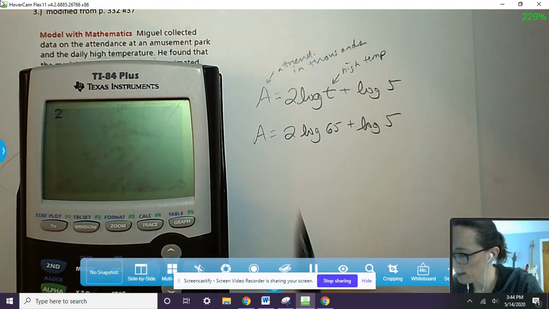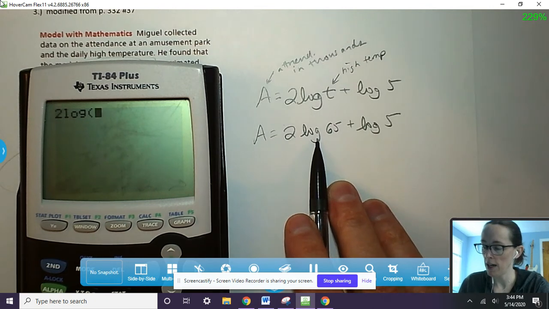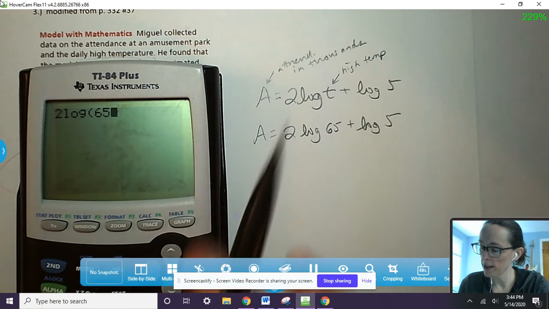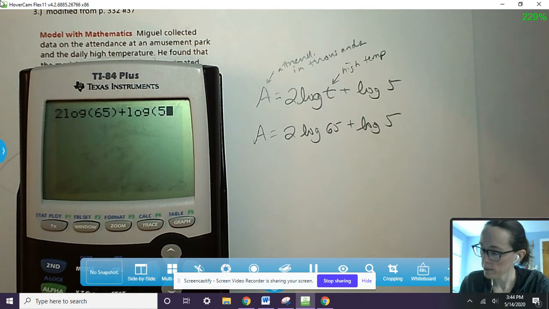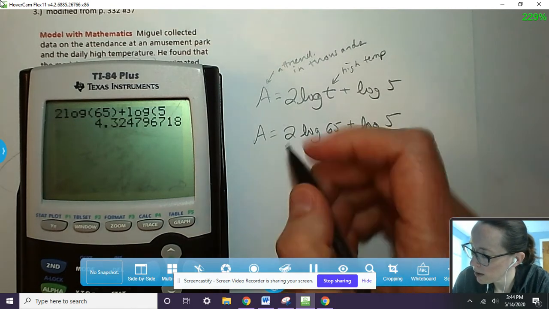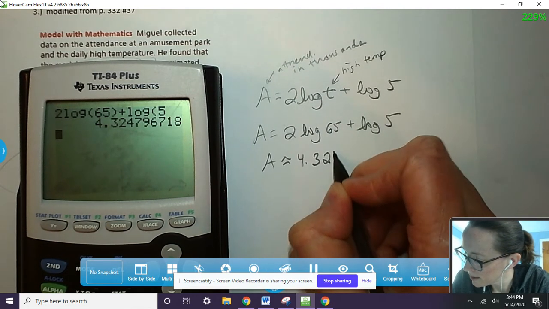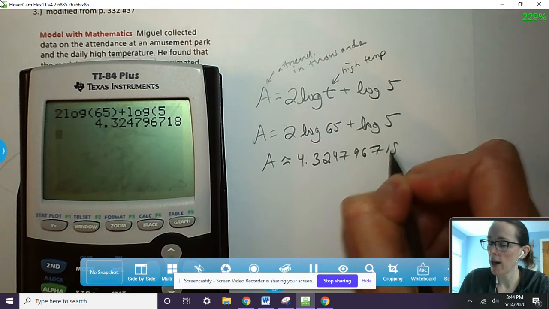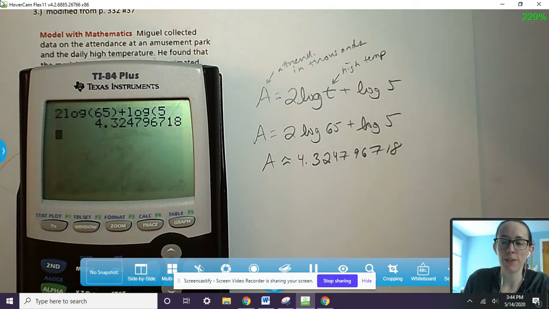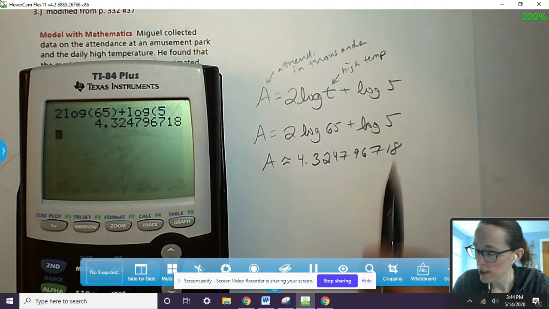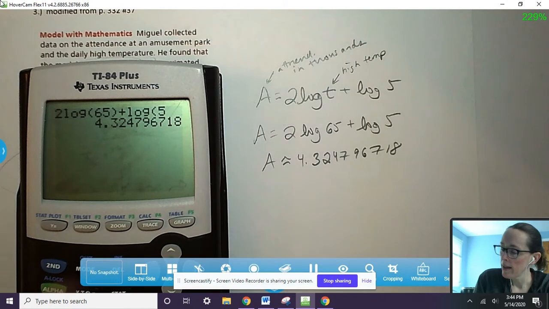Hit 2, hit log, that's common log. Since no base is written, it's base 10. 65. Make sure you close those parentheses before you add log of 5. And what I get here is 4.324796718. The calculator has rounded that, but I'm going to go ahead and write all the decimals, and you'll see why in a minute. This is rounded, okay? But let me write that down first.